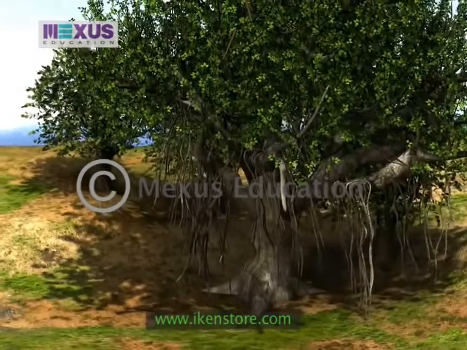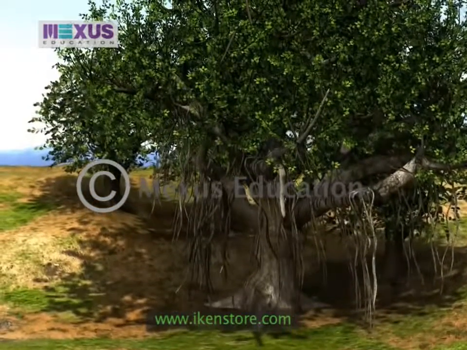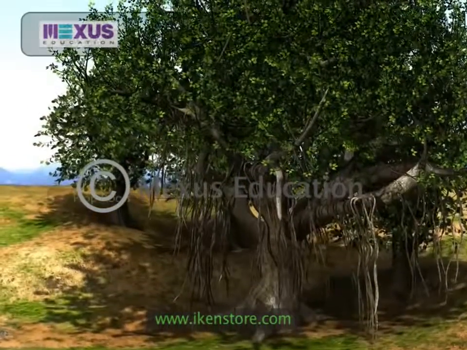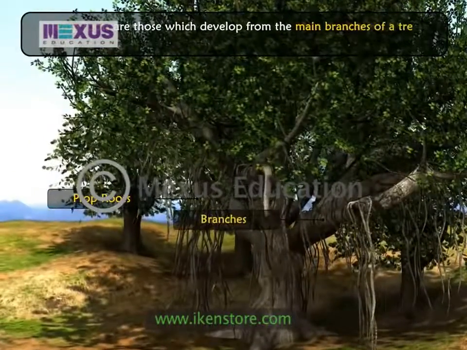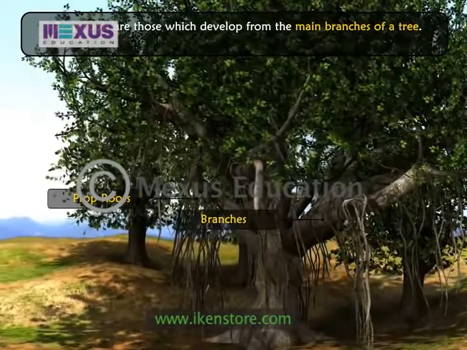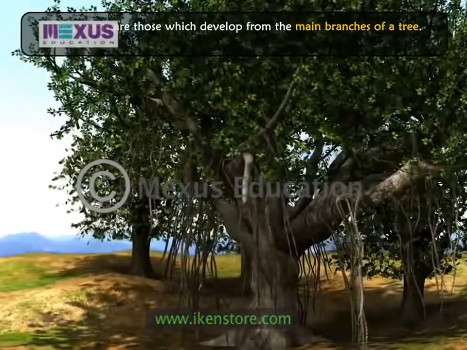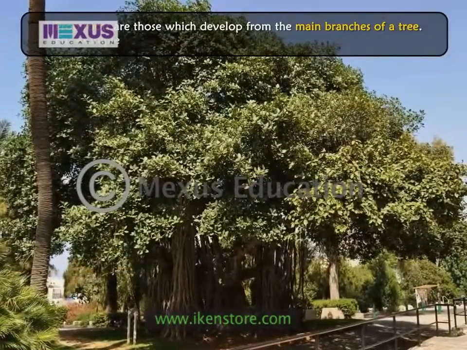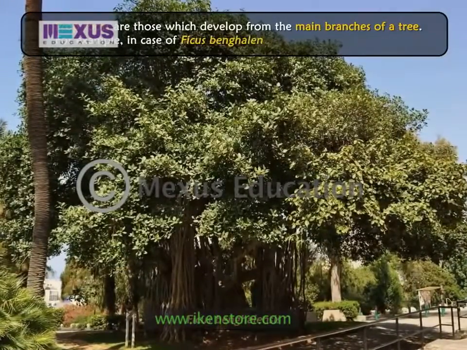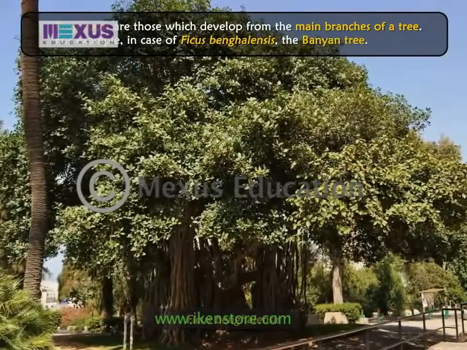Then we have modifications of adventitious roots for mechanical support. Prop roots are those which develop from the main branches of a tree and grow straight downwards to enter the soil and form underground branch roots. For example, in case of Ficus bengalensis, the banyan tree.